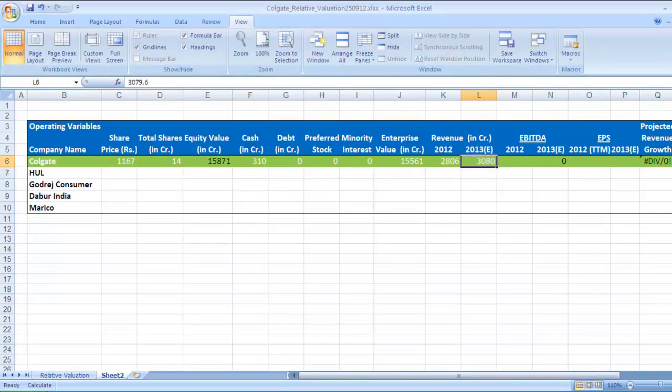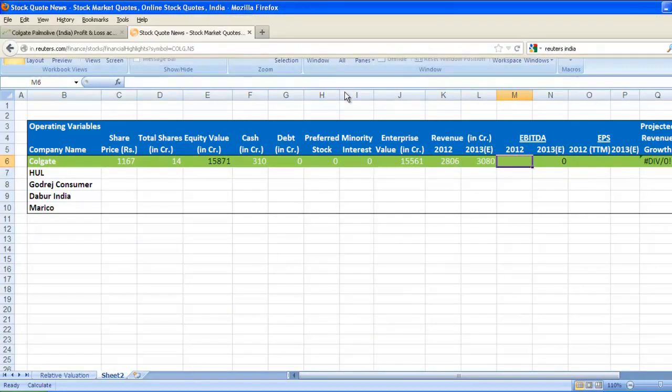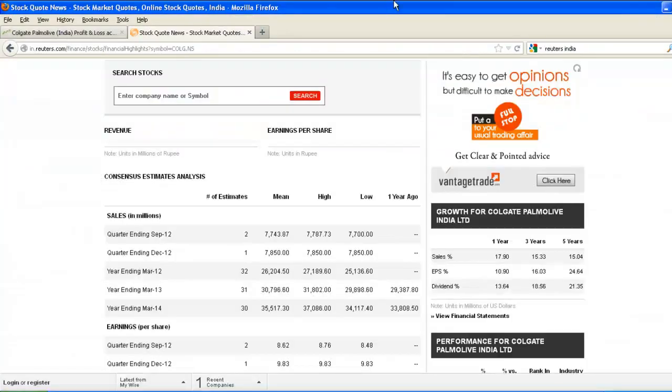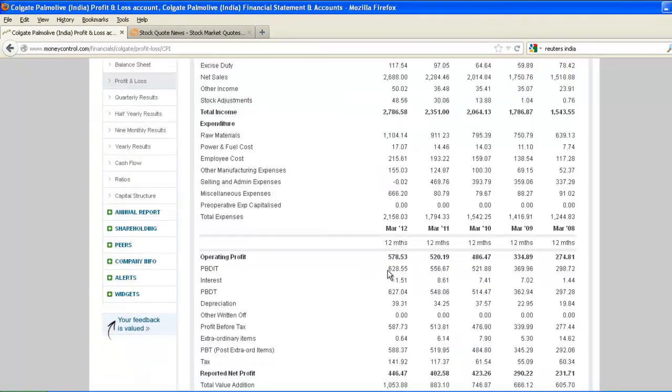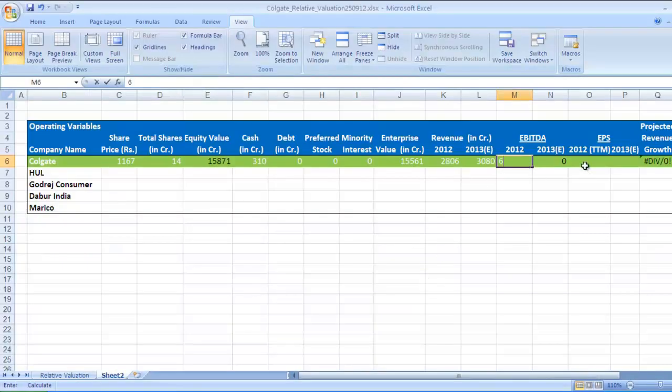Go to EBITDA. For EBITDA, you will get this on Money Control. So EBITDA is this figure, earnings before interest, tax, and depreciation. It is 628.55.